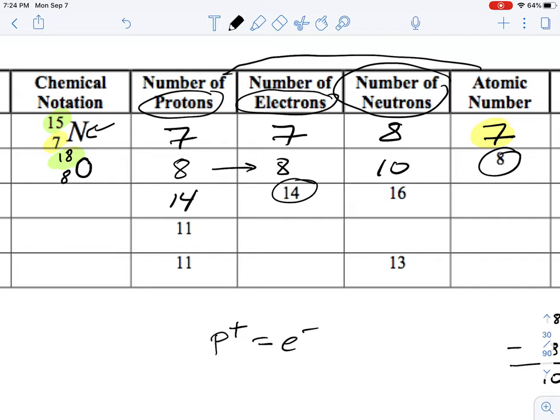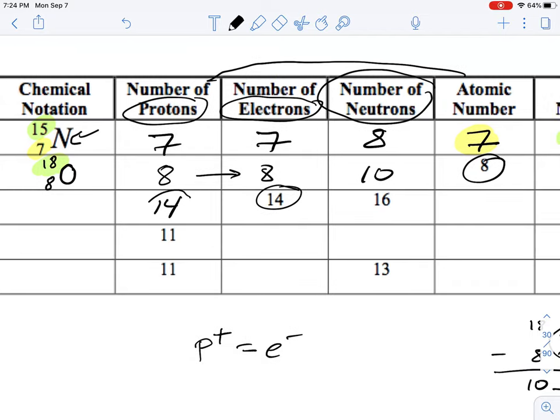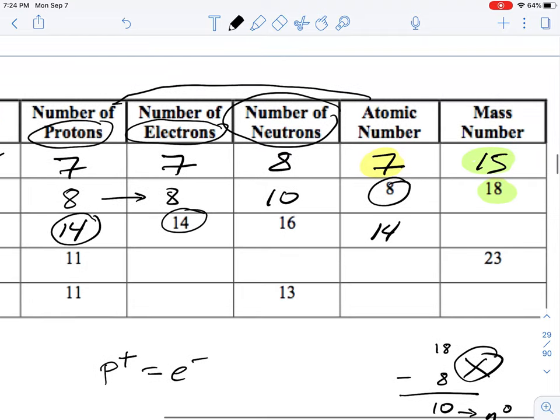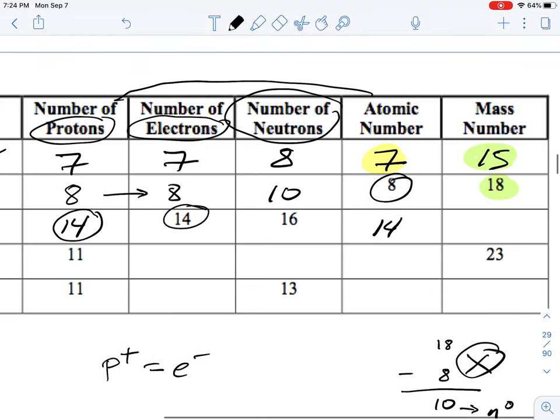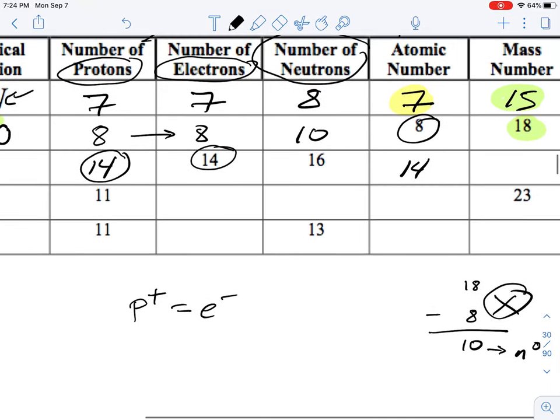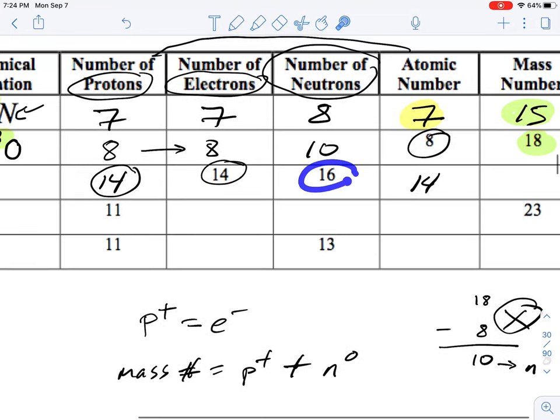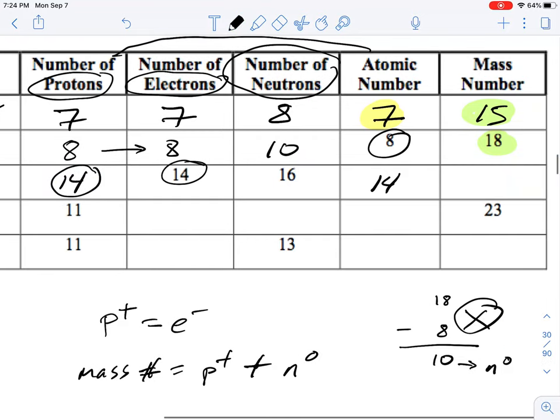And if my number of protons is 14, well, my atomic number is 14. And to get the mass number, if you recall, the mass number is the sum of protons and neutrons. So it's going to be 16 and 14, which is going to be 30.